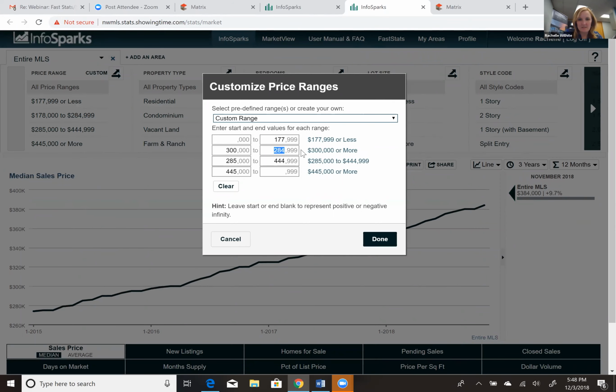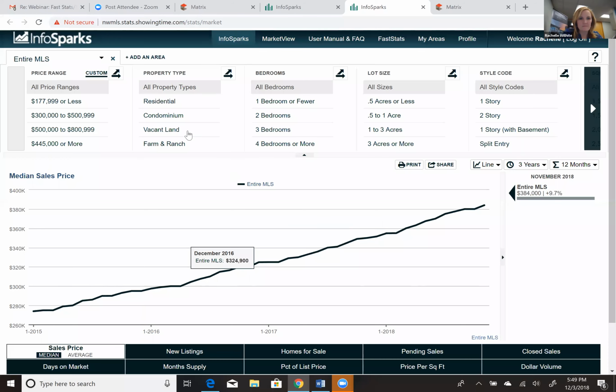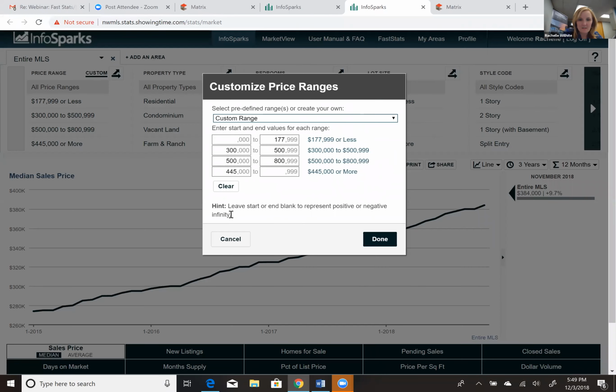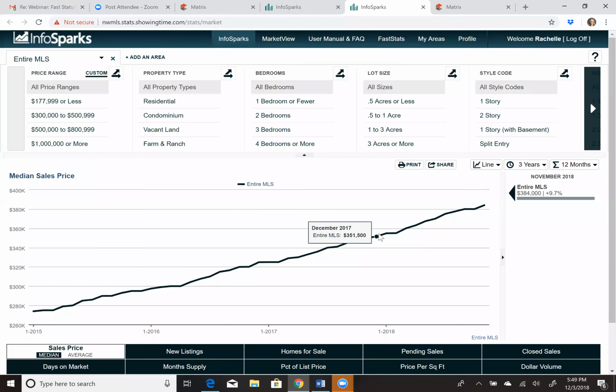300 to 500, 500 to 800, and the one I'm most interested in is this guy right here, over 800,000. Jeez, didn't do it. Leave starter and blank to represent positive or negative values. Custom range. Okay, that one did it. Let's do 1 million to above. There we go. Okay, that worked. All right, then we'll add another area.